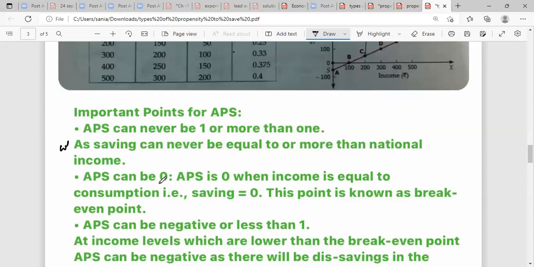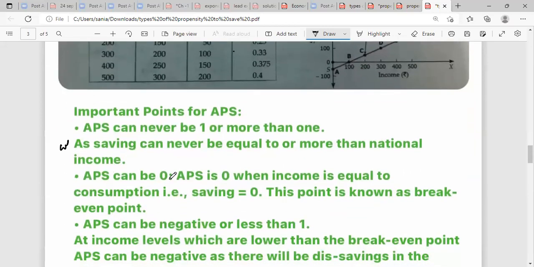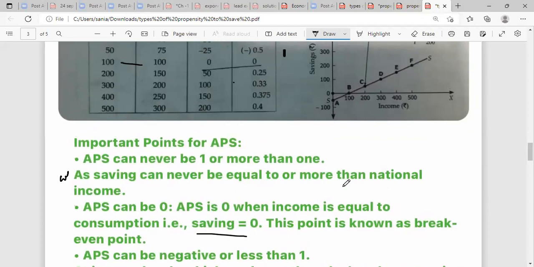Second is APS can be zero. You can see your APS can be zero here. APS is zero when your income and consumption are equal, and this point is known as the break-even point. At that time your savings are zero. So APS can be zero when income is equal to consumption. Clear?